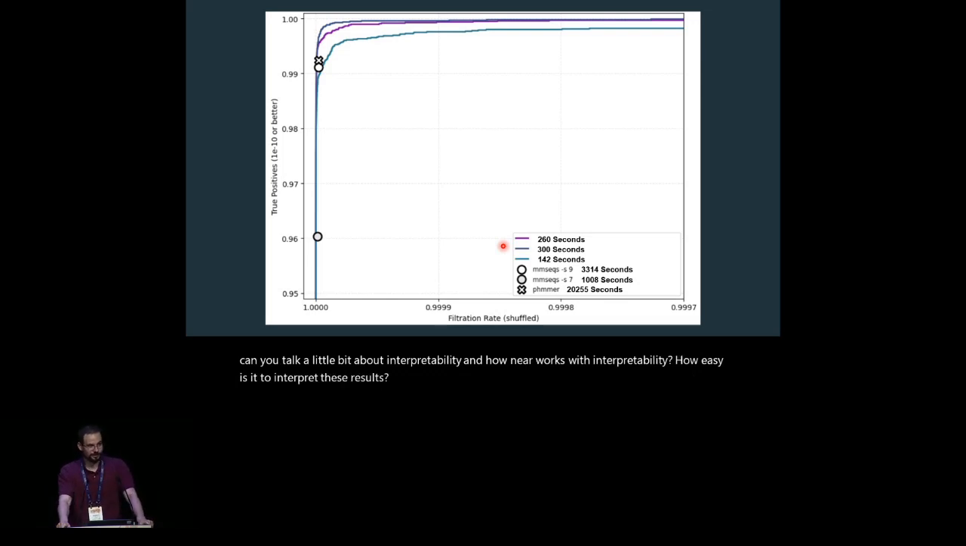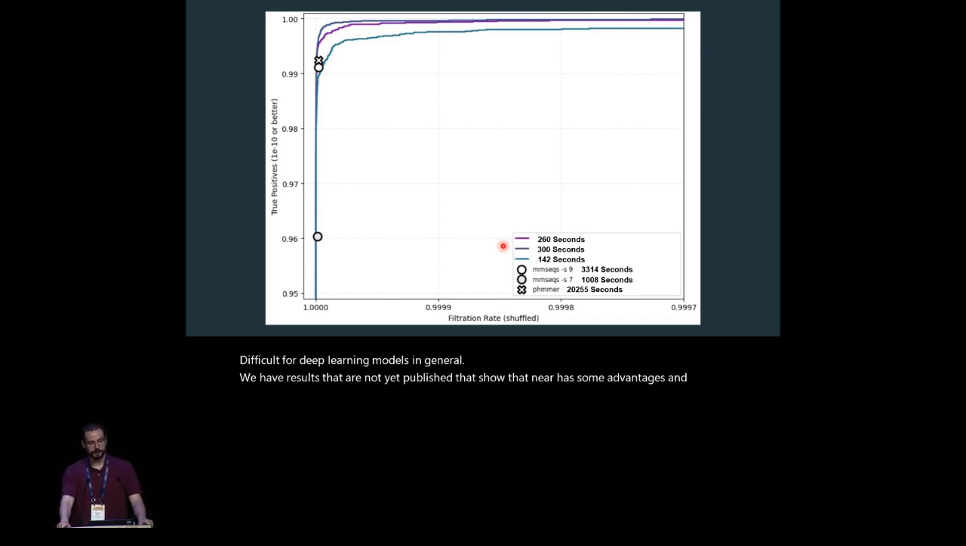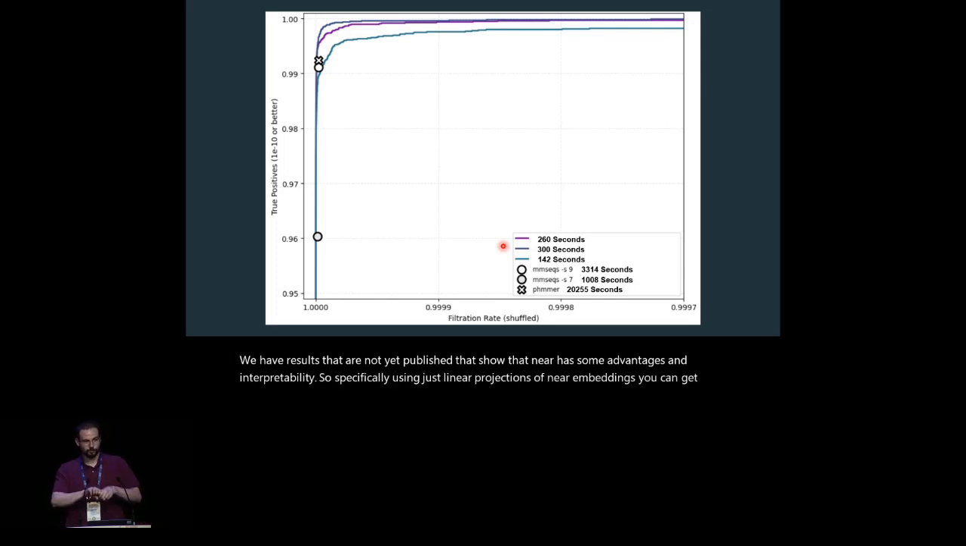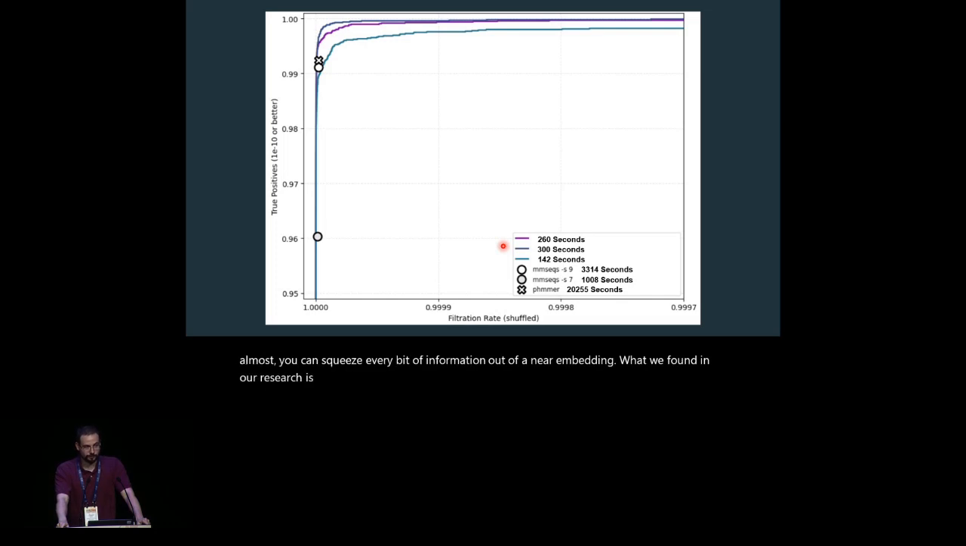Well, thank you for the question, Jason. Interpretability is difficult for deep learning models in general. We have results that are not yet published that show that NEAR has some advantages in interpretability. So specifically, using just linear projections of NEAR embeddings, you can squeeze every bit of information out of a NEAR embedding. What we found in our research is that using protein language model embeddings, you actually do need a neural network to squeeze as much information out of those embeddings as possible.